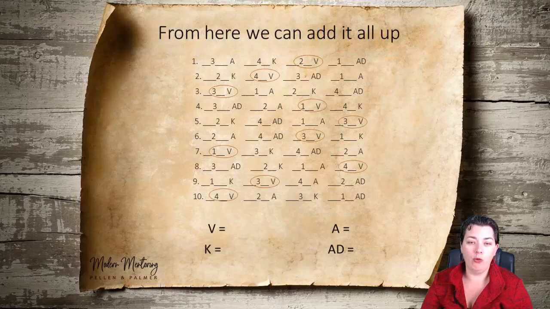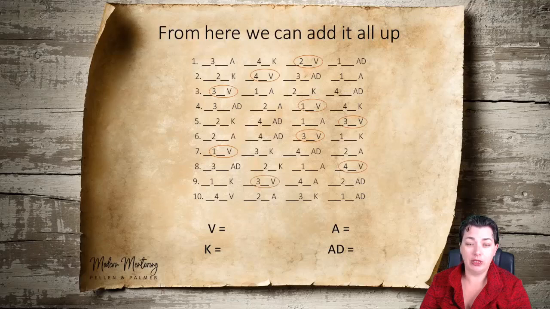So from here, what we can now do is add it all up. As you can see on the screen, I have all of the V's circled. So as I go through, I can add it all up. I've got 4 and 2, which makes 6. Then I've got a 3, which makes 9. Now I've got a 1, so I'm on 10 now. Now I've got a 3, so that's 13. Now I've got another 3, which is 16. I've got a 1, which is 17. I've got a 4, which is 21.